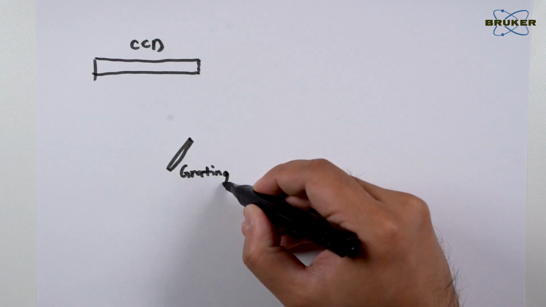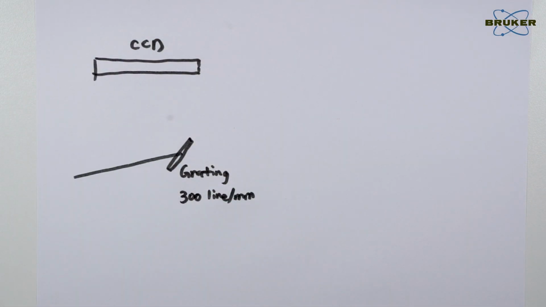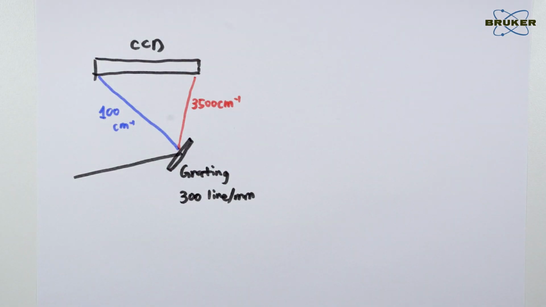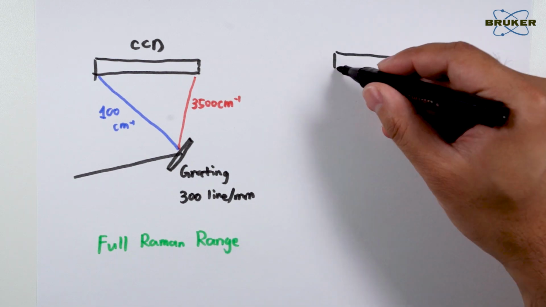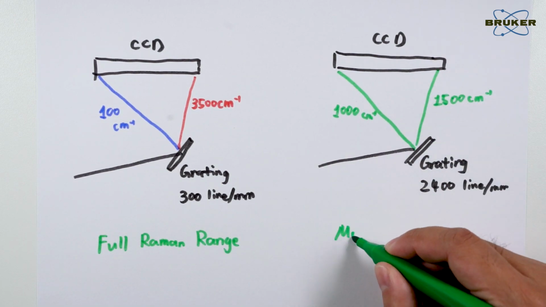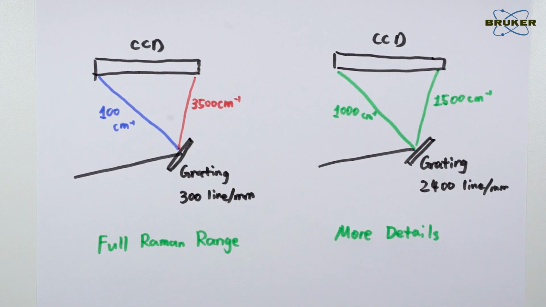Now, let's come back to the grating. Basically, if you want to have the full Raman range projected on the CCD, you must use a grating with a lower line density and weaker dispersive effect. But if you want to inspect a small spectral range and resolve more details, you select a grating with a higher line density and a stronger dispersive effect.